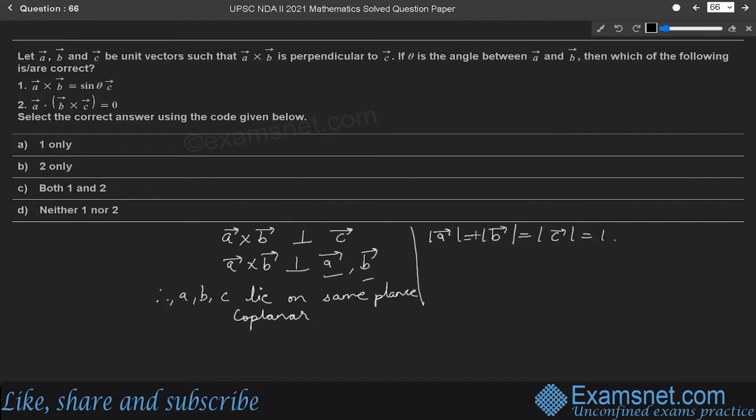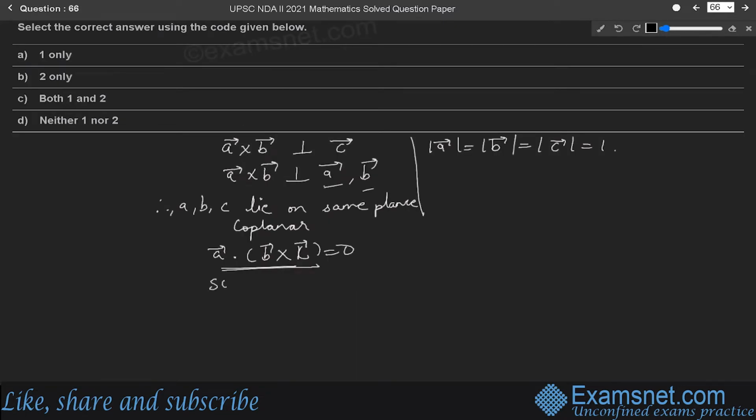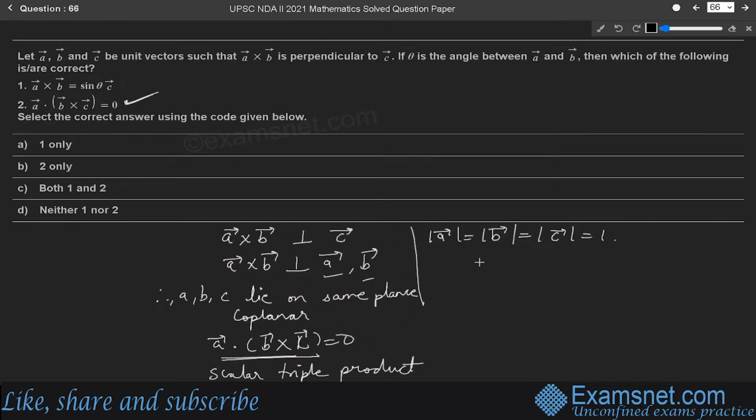There is a concept that if A, B and C are coplanar, then their scalar triple product is equal to 0. Now let us see the second statement. The second statement is A vector dot B vector cross product C vector is equal to 0. This is known as the scalar triple product, and it is equal to 0. So option C is correct, because whenever A, B and C are coplanar, their scalar triple product is equal to 0. So we can say that statement 2 is correct.